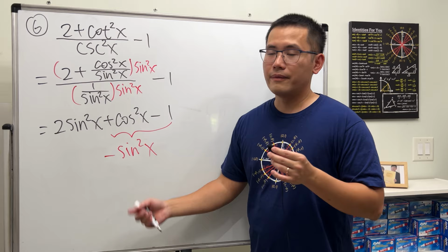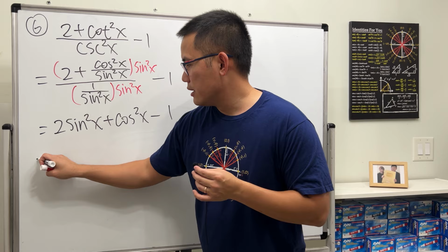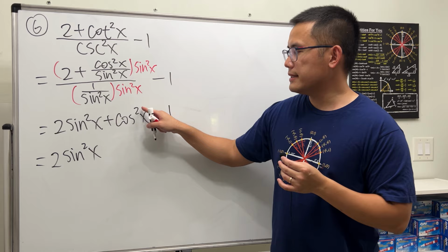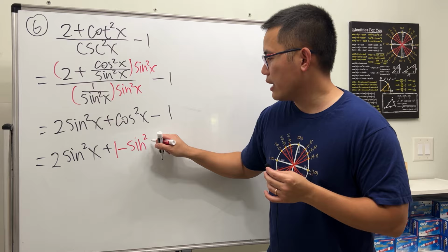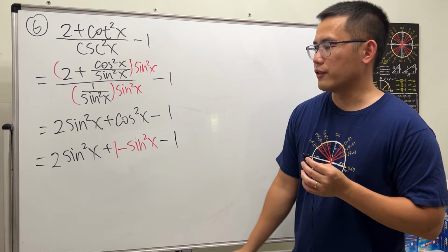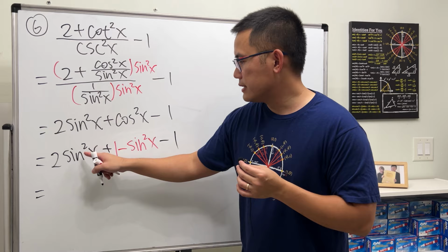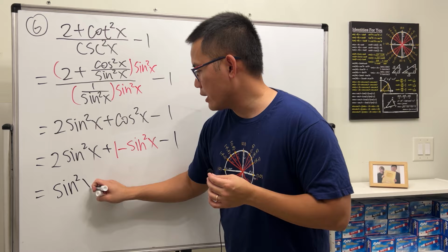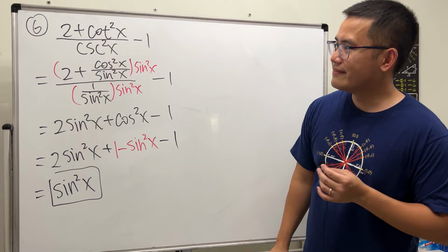Or if you prefer, you can also just do it like this. Keep this 2 sine squared x. Change the cosine squared into 1 minus sine squared x. All right? And then we have that minus 1. And now just compile like terms. 1 minus 1 is 0, and then 2 sine squared minus sine squared leaves one more, right? So all in all, sine squared x. So I think this might be slightly more clear. Just like that. All right, so that's number 6.